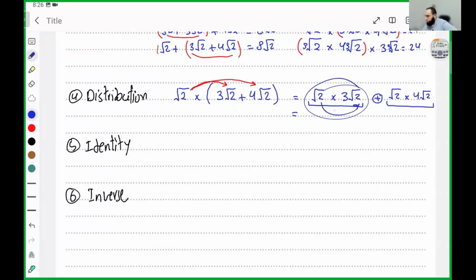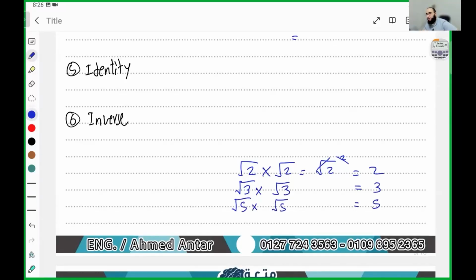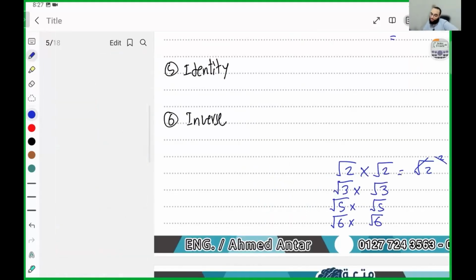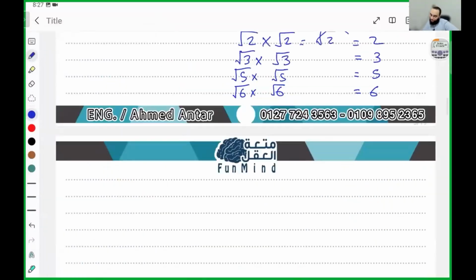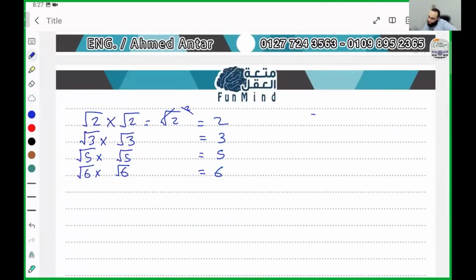Now we can get the answer. Root 2 times root 2 equals 2. Look: if you have root 2 times root 2, it's root 2 power of 2, which is 2. So if it is root 3 times root 3, you can tell me it's 3 in one shot. If it is root 5 times root 5, you can tell me, Mister, it's only 5. If it is root 6 times root 6, it's 6. An excellent student can tell me that.